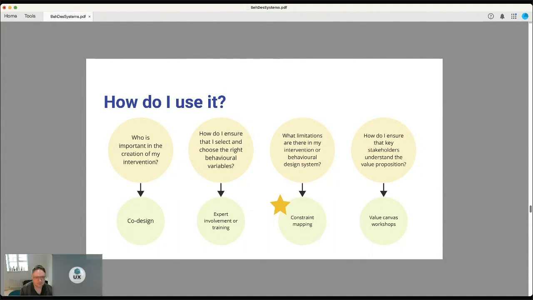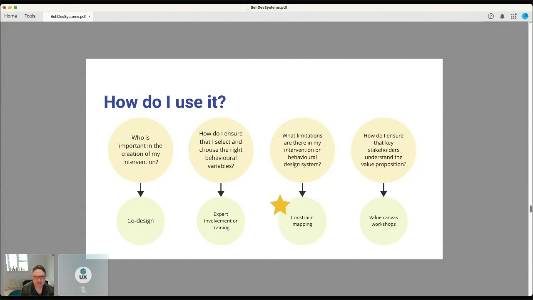What else is there to think about? Well, how do I ensure that I select and choose the right behavioral variables? So this involves expert involvement or training. It is really helpful to have people who are deeply skilled in behavioral science or psychology or health related sciences, not to mention stakeholders from the commercial aspect, regulatory aspect, and so on and so forth. So all of this adds up to a quality output and should be part of this collaboration component within your behavioral design system.